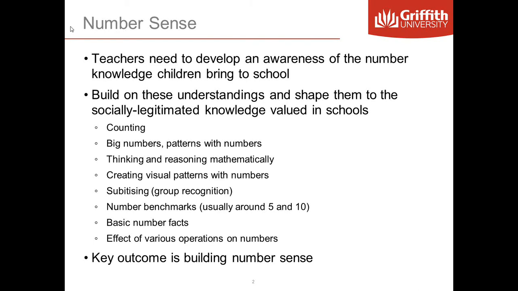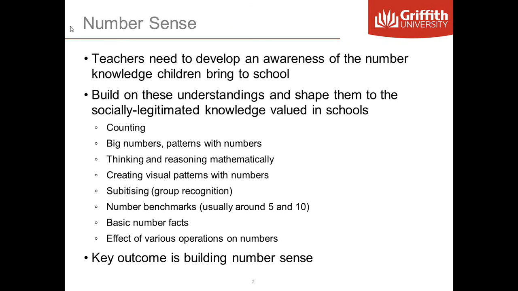They should be creating visual patterns with numbers. They also should be recognising groups with some sort of automaticity. We call this subitizing, and subitizing simply means being able to look at a collection of objects and know that there are 2, 3 or 5 in that collection without counting them.